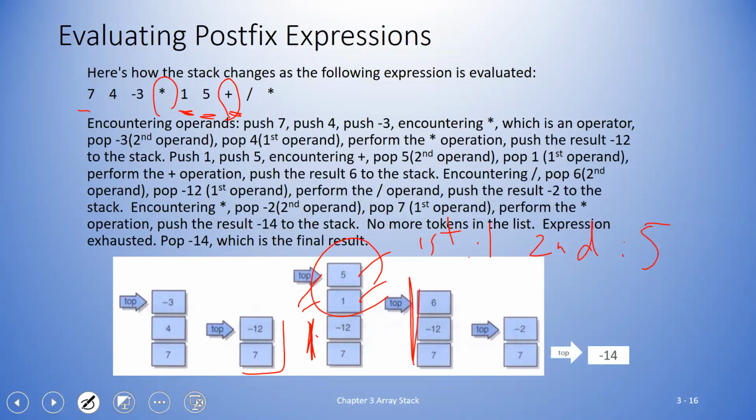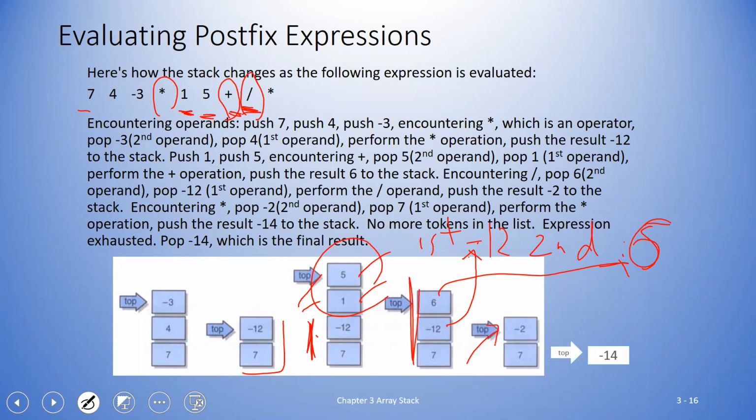And then you go on and you see, oh, this is an operator again. So when you see an operator, what do you do? You pop this one to be the second, and this one to be the first one. Okay, so you do -12 divided by 6, and that gives you -2. What do you do with the result? You push. So now that's your top.